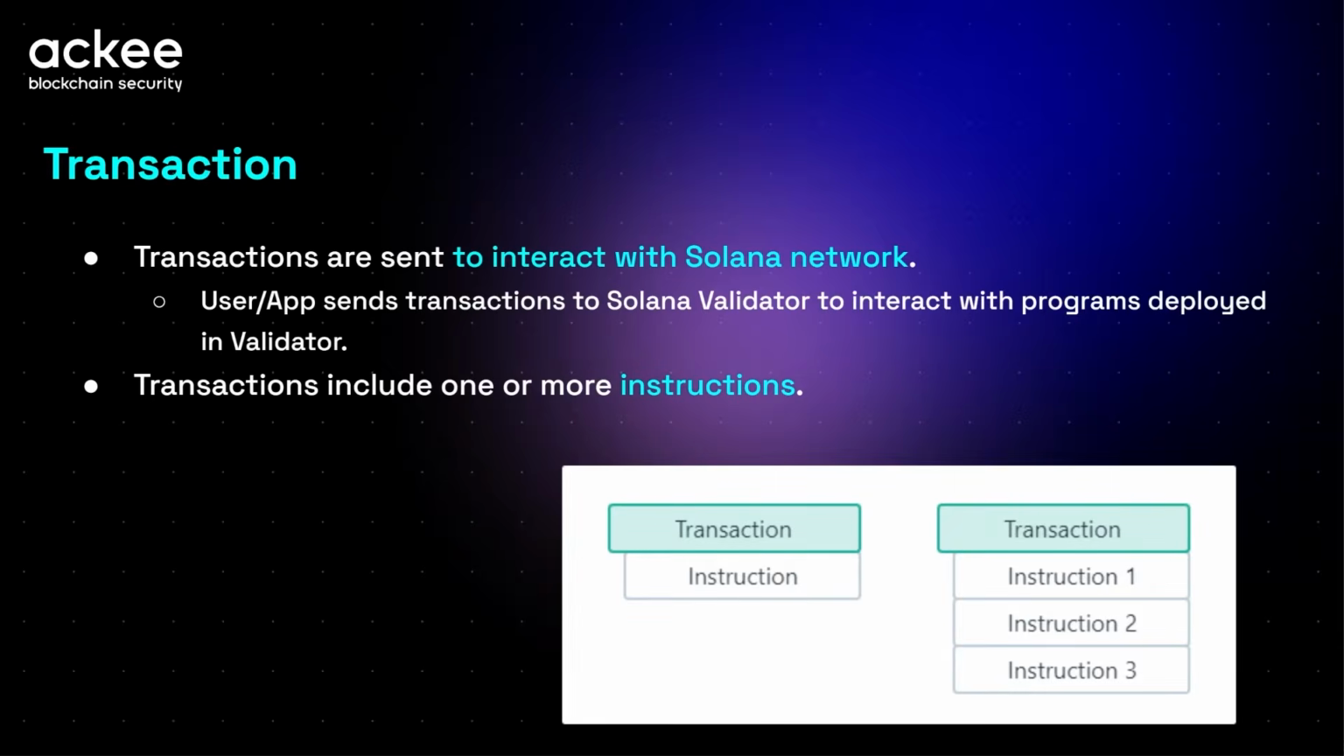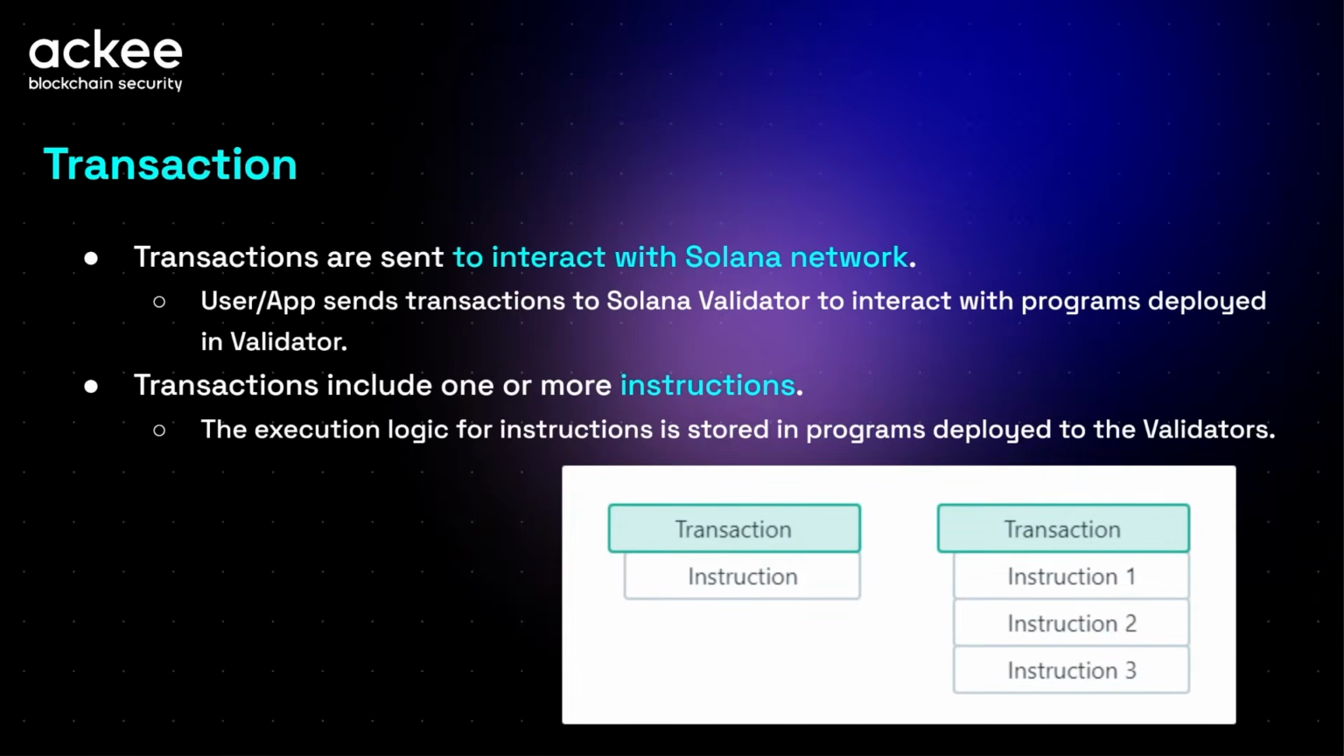Transactions include one or more instructions. The execution logic for instructions is stored in programs deployed to the validators. So as I was comparing Solana programs to Rust binaries, when you have the main function in normal Rust code, this is the entry point to the program. This function is invoked at the start of the invocation of the Rust program. If you have a Solana program, it is pretty similar. It is not called the main function, but it is called the entry point. And again, this entry point is executed or called every time by the runtime.